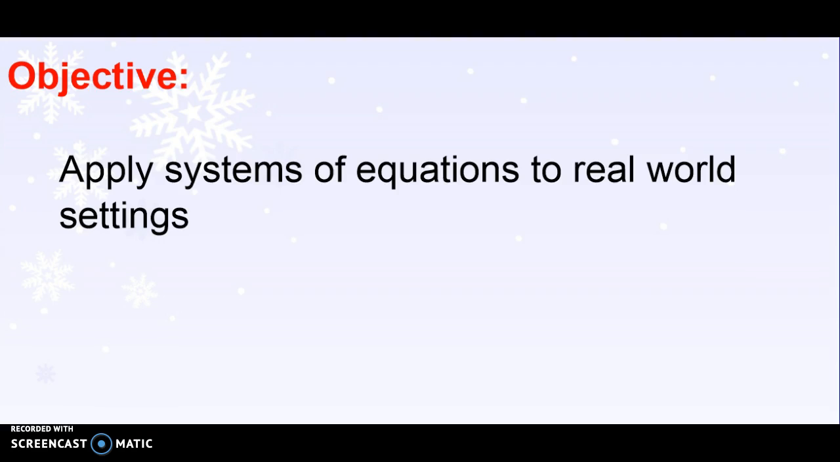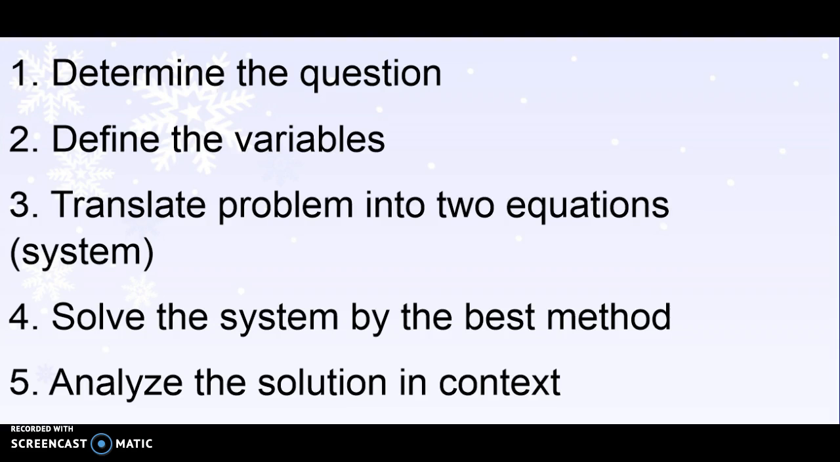What you're going to be getting is a problem itself. You'll have to be able to identify certain information, create your system, and solve from there. So when we're solving these systems, there are going to be 5 steps that we are following. We're first going to determine the question. We're secondly going to define our variables. That's something we haven't done so far, but it's going to be very important to keep yourself organized. Thirdly, we're going to be translating the problem into 2 equations, or the system.